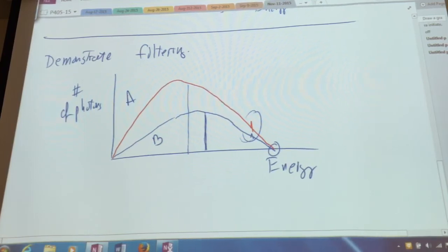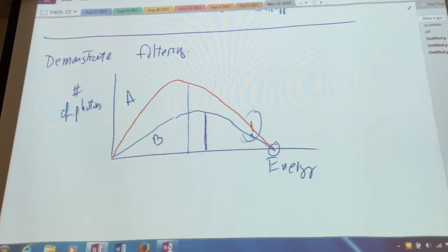Quality. B has more quality than A. B has a higher quality than A. Quality increased. What about quantity? A has more quantity. A has more quantity, B has more quality. Yeah, he uses those kind of terms here. Leftover questions on this one?